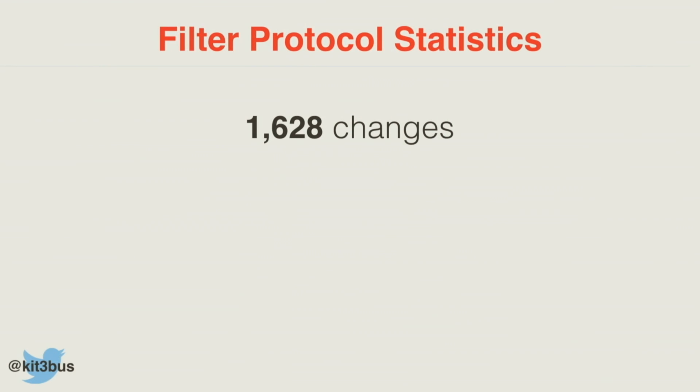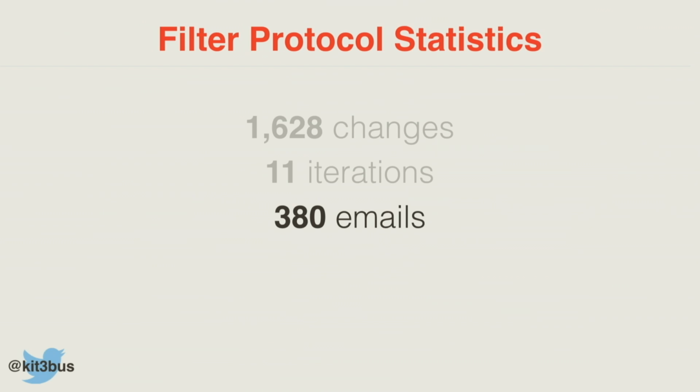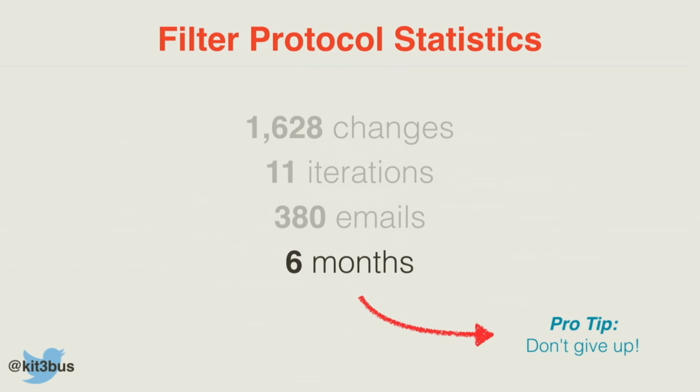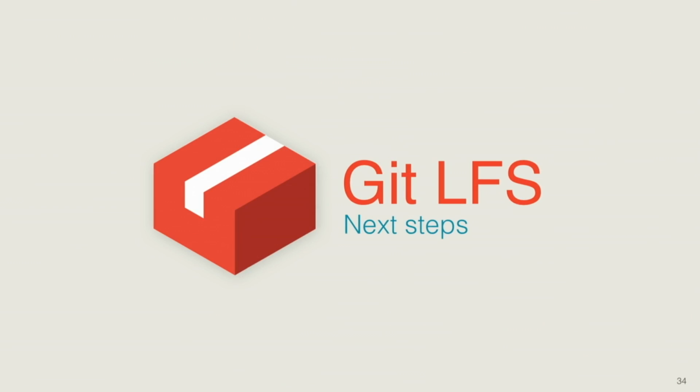OK, to wrap that up, so the filter protocol change that I made to Git, here are a few statistics about it. So I changed 1,628 lines in Git. It took 11 iterations to get accepted. It took 380 review emails that went back and forth. And it took 6 months of work. So the lesson here is don't give up. Git has a very thorough review process, and that's a good thing. Because Git is used by millions of people around the world, and you don't want to be the guy that breaks Git. So without further ado, now I want to hand over to Taylor.